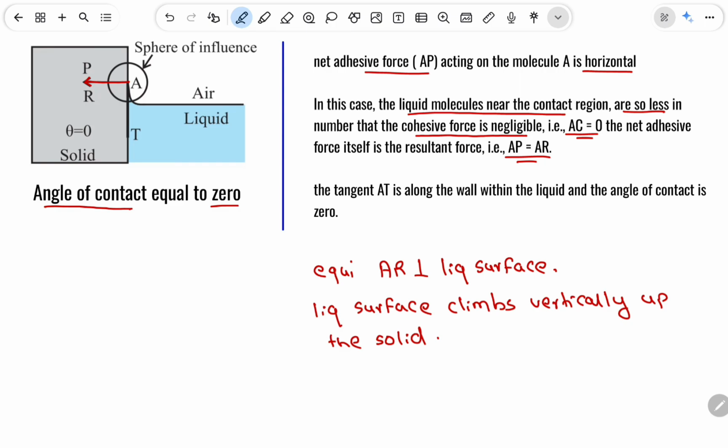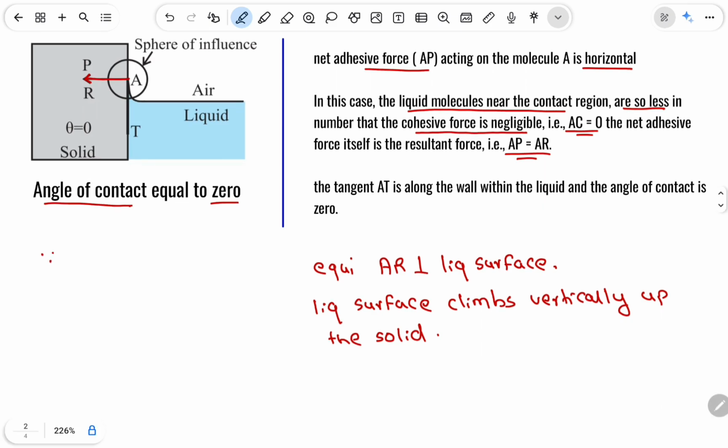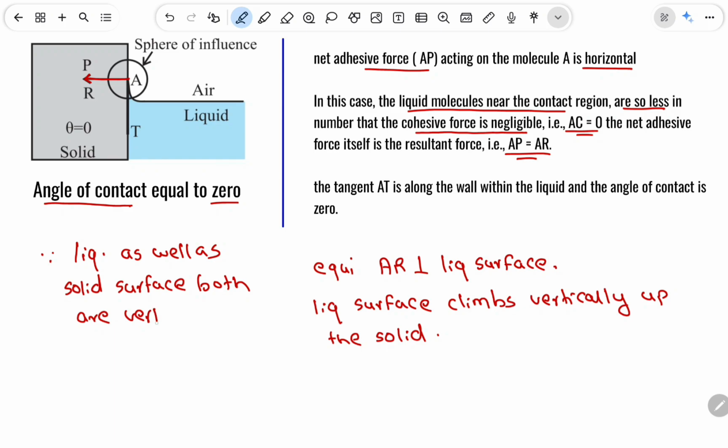Okay. Now what has happened is the solid surface is already vertical, the liquid surface is already vertical. Therefore, the tangents to the solid surface as well as liquid surface are both also vertical, and therefore the angle between the tangents is now 0 degrees. So since liquid as well as solid surface both are vertical, the angle of contact theta is now 0 degrees.